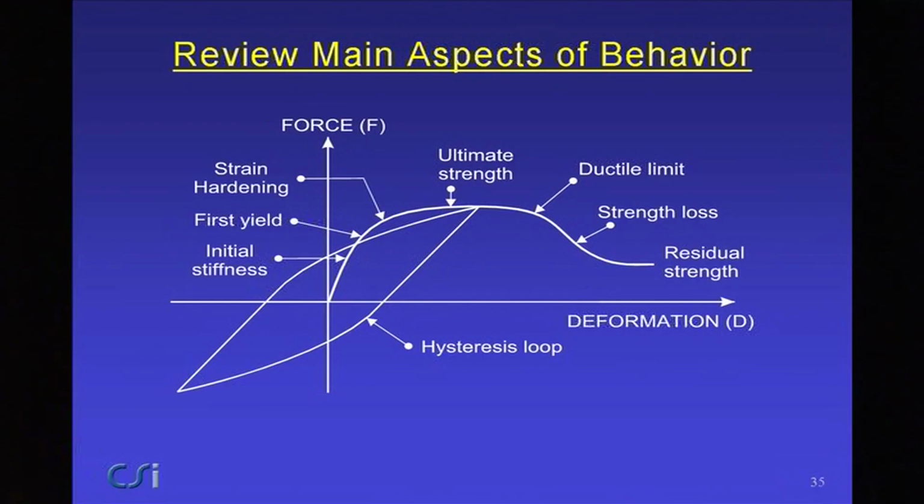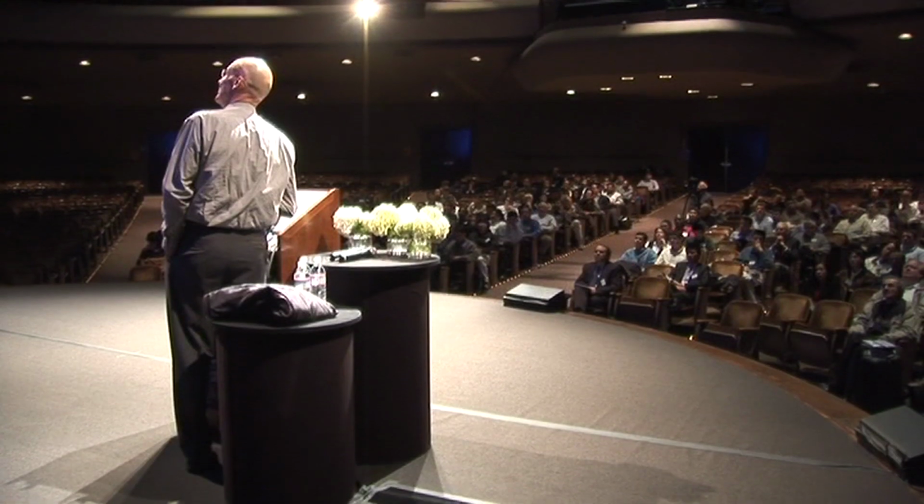It'd be much better, I think, if the people on the structural analysis end in academia focused on usefulness rather than accuracy. The goal is not to get an exact simulation of behavior. You can't do this. The goal is to get demand capacity ratios that are accurate enough for decision making. Let's review the main aspects of nonlinear behavior. Initial stiffness, first yield, strain hardening, ultimate strength, a ductile limit, some strength loss, residual strength, and then a hysteresis loop. These are the types of things that we need to think about modeling when you're doing nonlinear analysis.